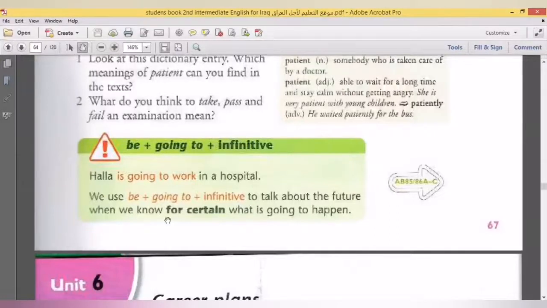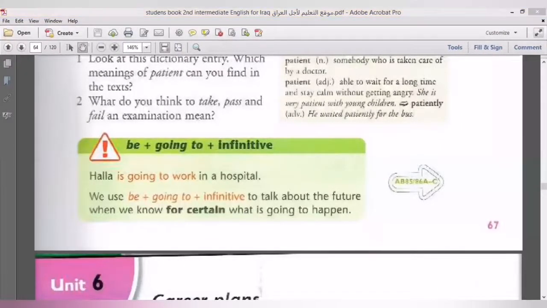Are you sleeping? You're sleeping. It means that you are sure that something is going to happen. You know that this will happen. You have this knowledge. Yes, you are sure, because you believe that this is going to happen. So you use the be going to construction.